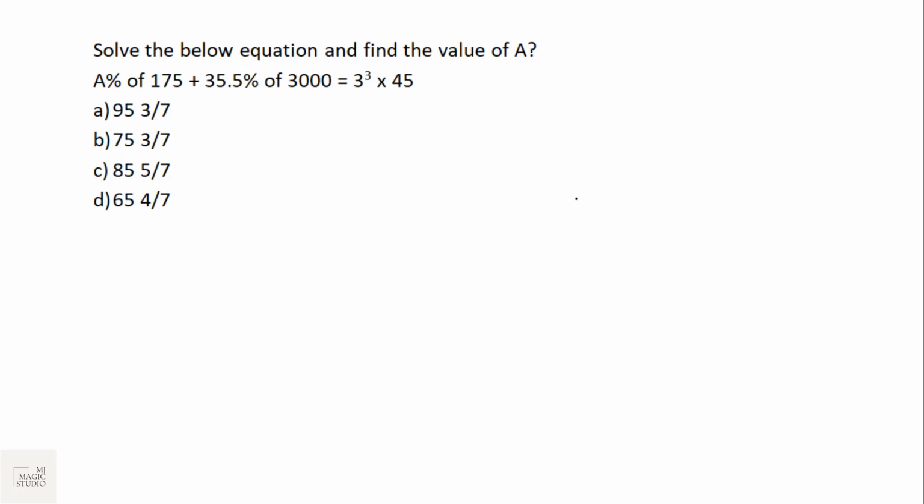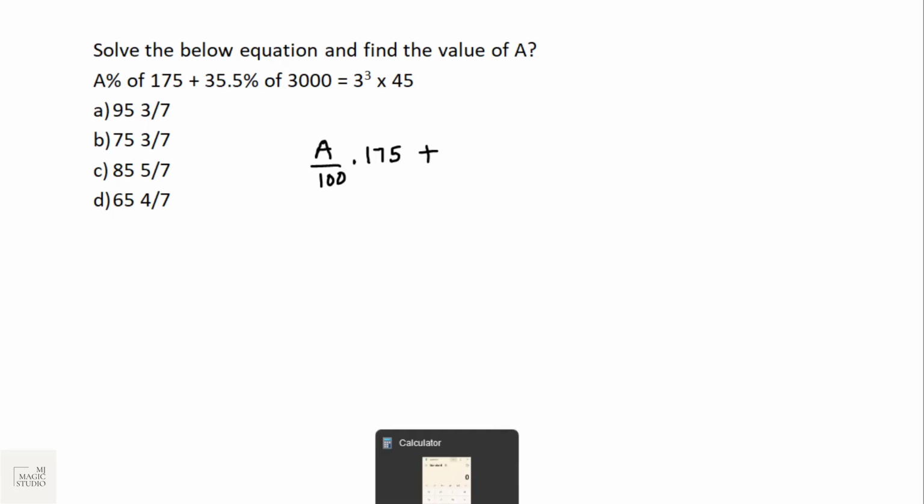Simplification questions are of the type which you might find in round 1 and round 2 also, but the possibility of getting a question in round 1 is very high. A percent of 175. A percent means A by 100. A by 100 of 175 plus 35.5% of 3000.